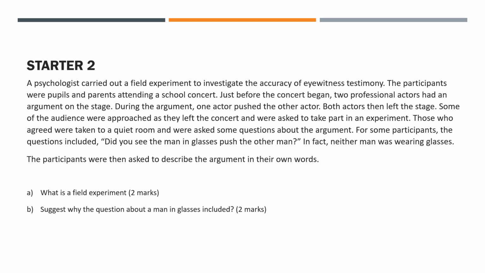B, suggest why the question about a man in glasses is included. So 2 marks, you would mention that the man in glasses question is a leading question and it is to test how accurate the recall of that participant is. You could also have said that it is to see whether memories could be implanted, to see whether there's a response bias, to see whether substitution has an effect, anything like that you could have gone for. It's only 2 marks, make sure you mention that it's a leading question.